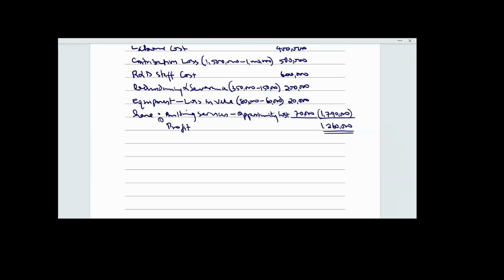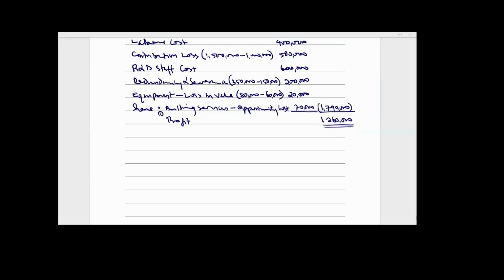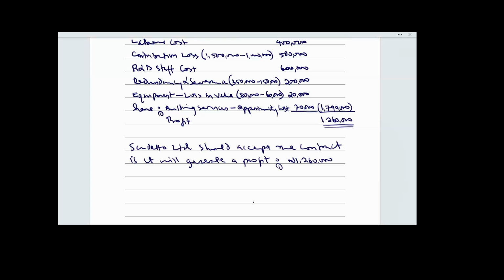All right. So the examiner is now asking you to advise the CEO of Scudetto Limited if the contract should be accepted, and to state any assumption made in your calculation. Okay. So I would then say Scudetto Limited should accept the contract since it will generate a profit, or additional profit, of 1,260,000 naira to the company.